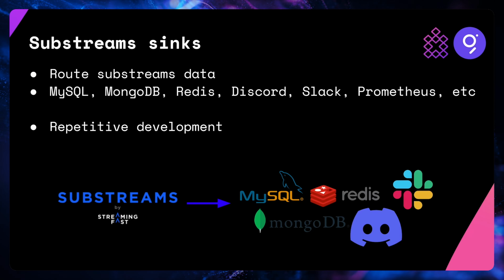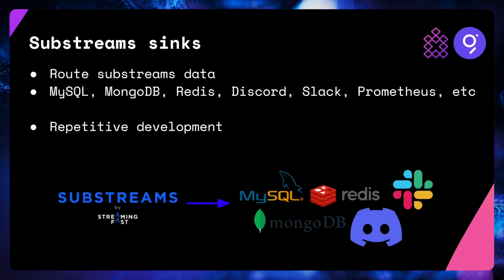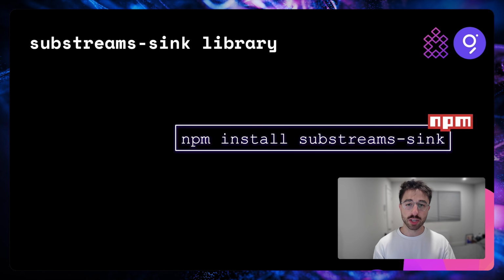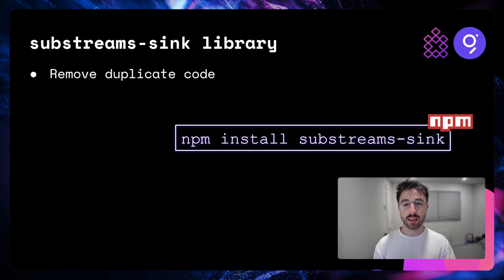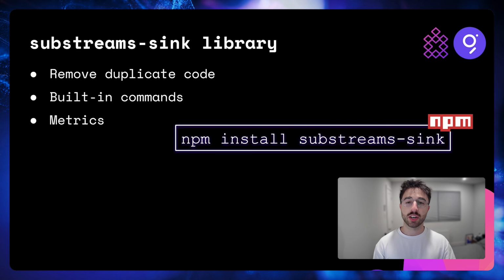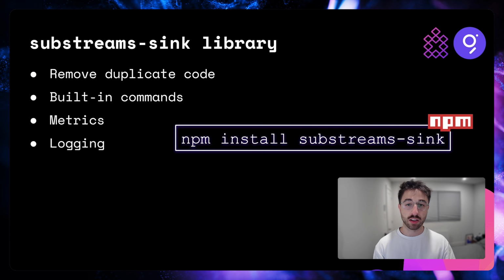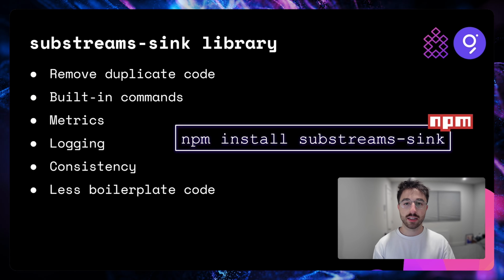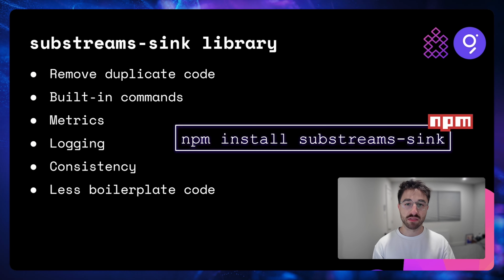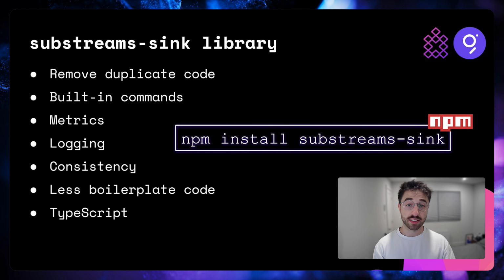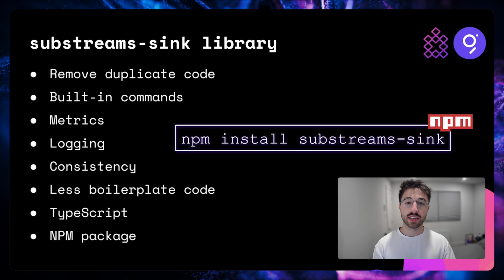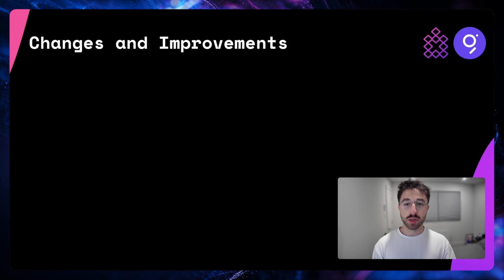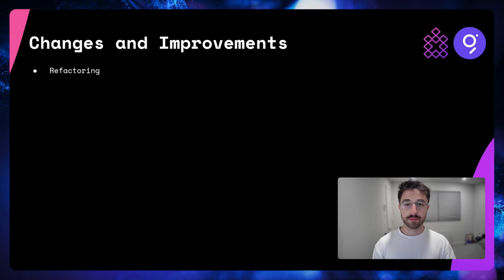However, sync development is quite repetitive and creates a lot of duplicate code. So with the Substream Sync library, we regrouped all of the duplicate code. It comes with built-in sync commands, generates Prometheus metrics, there's logging, it adds consistency to our sync development process, less boilerplate code is required to have something up and running, it's made in TypeScript, and it comes as an easy-to-use NPM package. So now I'll go over the changes and improvements we've brought to the Substream Sync library.